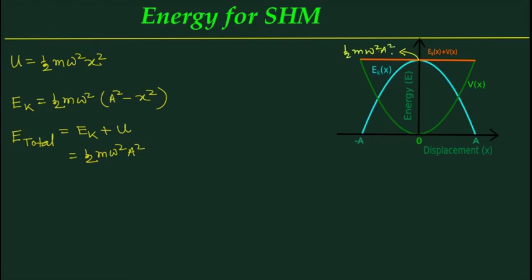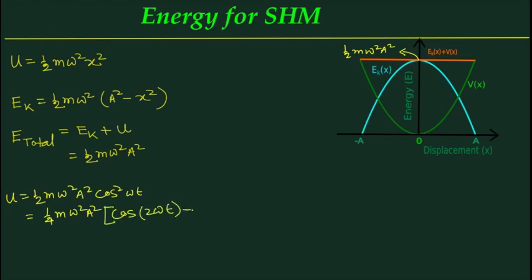This point is half m omega square a square. We may also express the potential energy in terms of time. We already discussed it as U equal to, and that can be expressed as 1/4 m omega square a square into cosine of twice omega t plus 1, as cosine twice theta equal to twice cosine square theta minus 1.